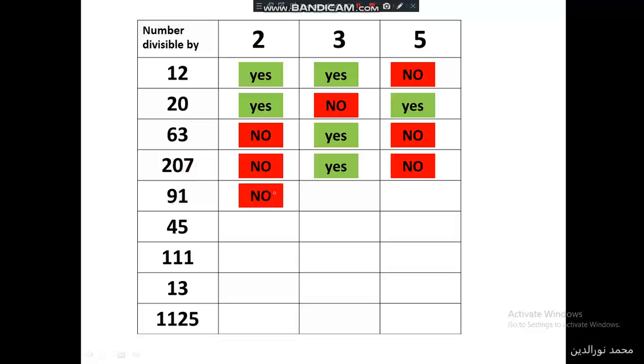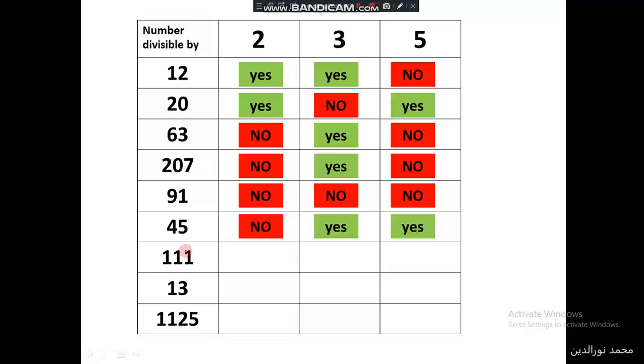91 is not even. 9 plus 1 is 10. It's not divisible by 3. 91 is not divisible by 5. 45 is not even, so it's not divisible by 2. 4 plus 5 is 9. 9 is divisible by 3, so 45 is divisible by 3. 45 ends in 5, so it's divisible by 5.